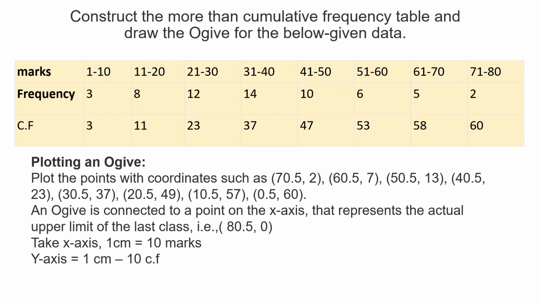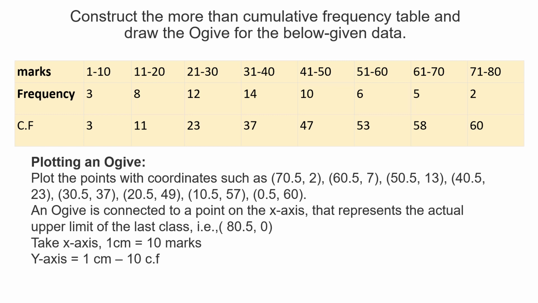Firstly, we are going to calculate the class mark. For 1 to 10, that is 1 plus 10 divided by 2, gives you how much? 11 plus 20 divided by 2 gives you how much? 21 plus 30 gives you how much? In this way we are going to calculate the class mark or the mid mark. Then we are given the frequencies 3, 8, 12, 14, 10, 6, 5, 2.